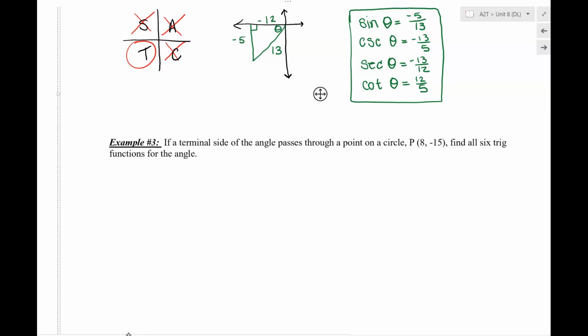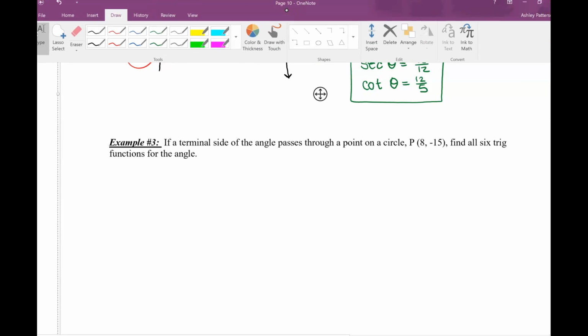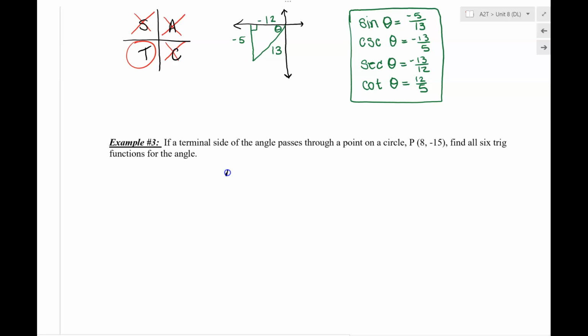Here we're given some different information. The terminal side, okay, so that's the end of the rotation around the origin. If a terminal side of an angle passes through a point of a circle, 8, negative 15, find all trig functions. Okay, so if I am at the coordinate 8, negative 15, that means I have traveled positively for my x coordinates and negatively for my y coordinates, which means I am in the 4th quadrant.